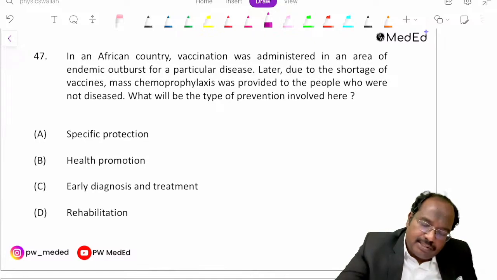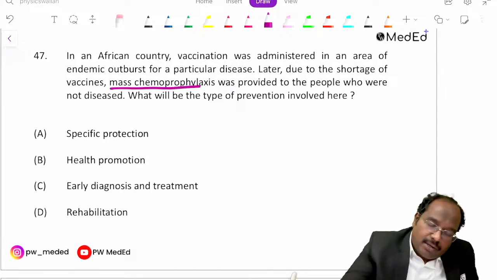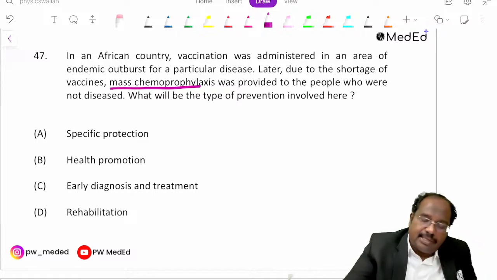Next question is, what is this? In an African country, the vaccination was administered in an area of endemic outburst for a particular disease. Due to shortage of vaccines, mass chemoprophylaxis was given. So this one is which level of prevention is involved, they are asking.